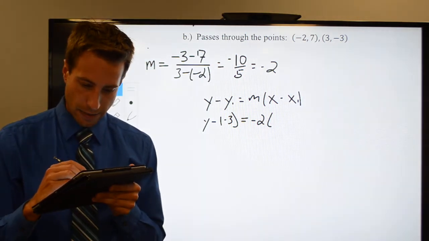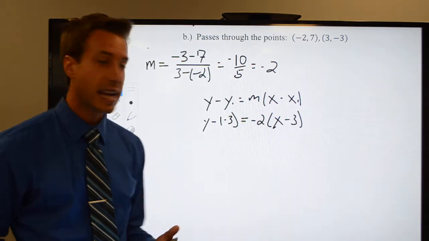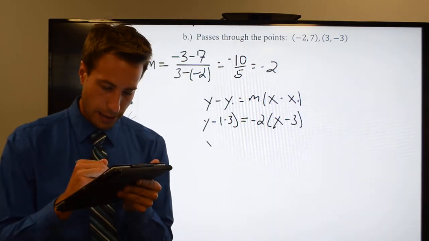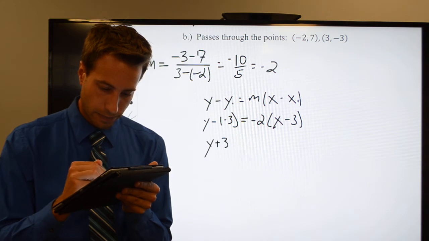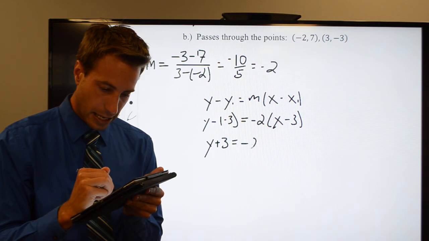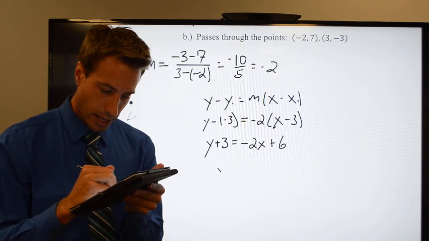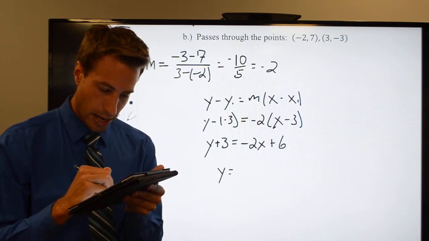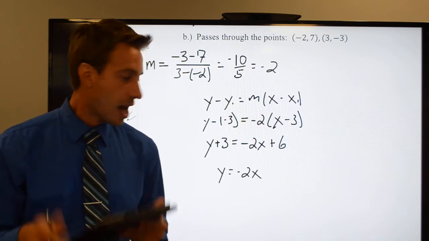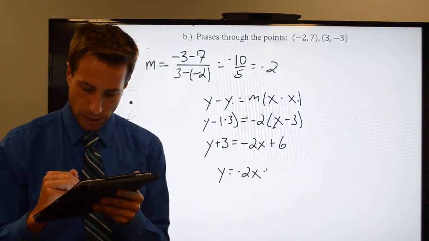Then I'm going to have x minus 3, and here we go. Negative of a negative, going to be positive. So y plus 3. I distribute my minus 2. That gives me negative 2x plus 6. Subtract the 3 to the other side, and y is going to be equal to negative 2x. I'll have a positive 6 minus 3 should be a plus 3.